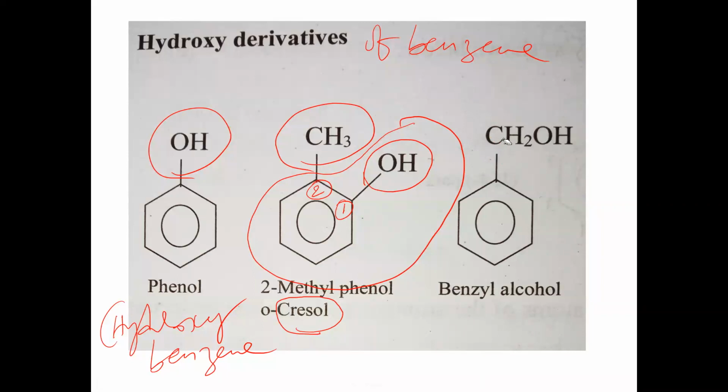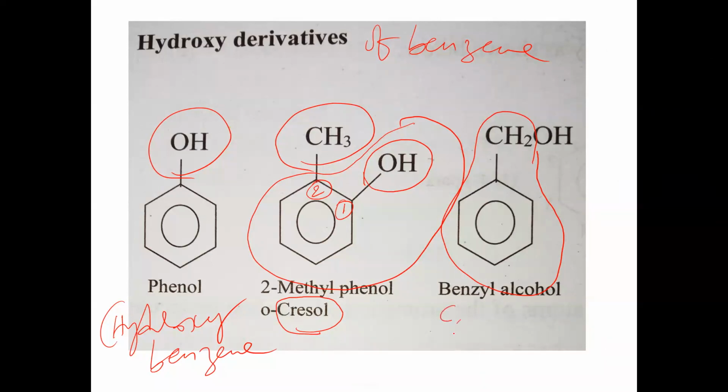Next, in this case, CH2OH is there. OH is the principal functional group here. So what is this group called? Phenyl ring bonded to CH2, that is C6H5 bonded to CH2, is called benzyl. This benzyl group has OH, so it is benzyl alcohol.